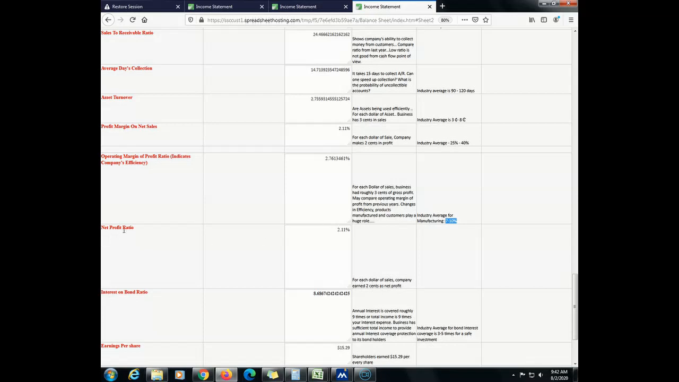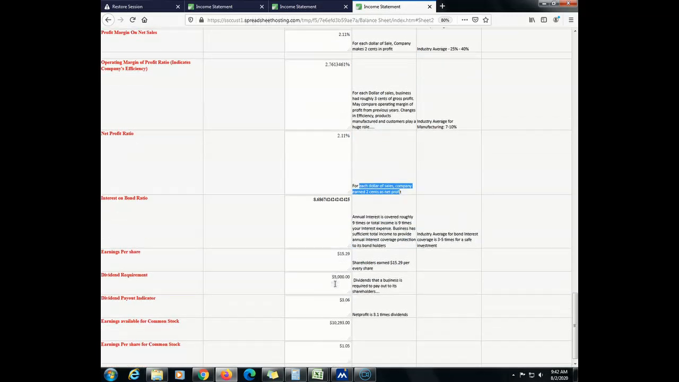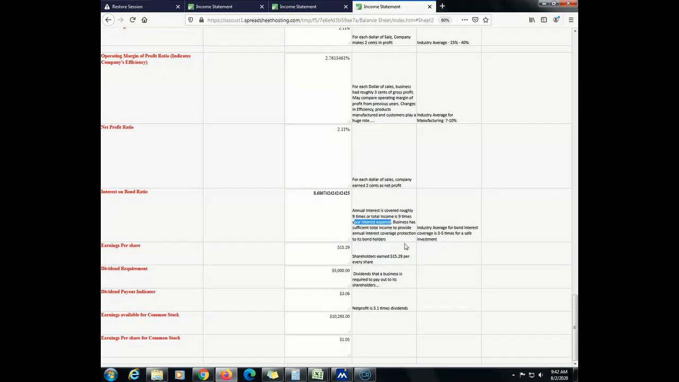Apart from that, you have your net profit ratio, which is 2.11%, which basically means for each dollar of sales, the company earned 2 cents as net profit. Interest on bond ratio, 8.68, which basically means your total income is 9 times your interest expense. Industry average is 3 to 5 times for a safe investment.